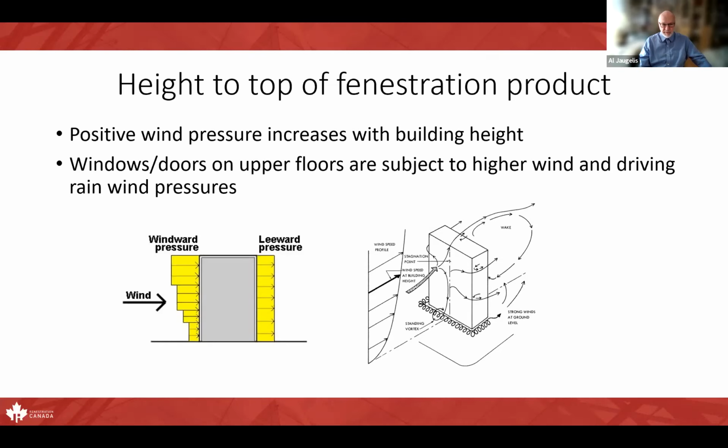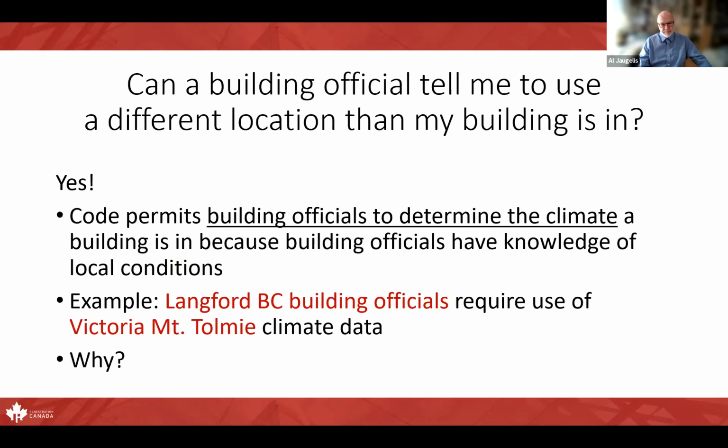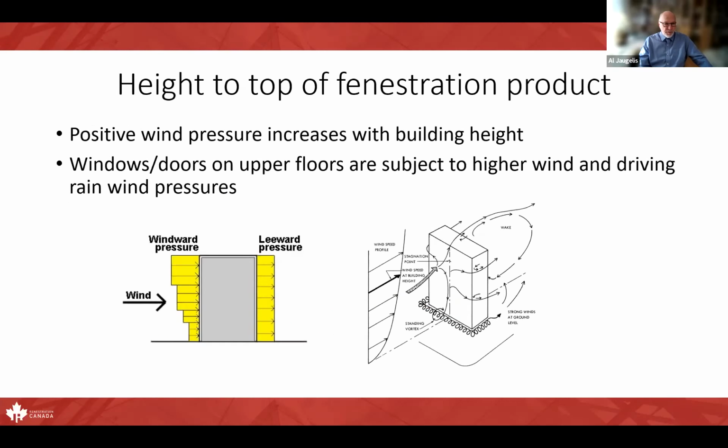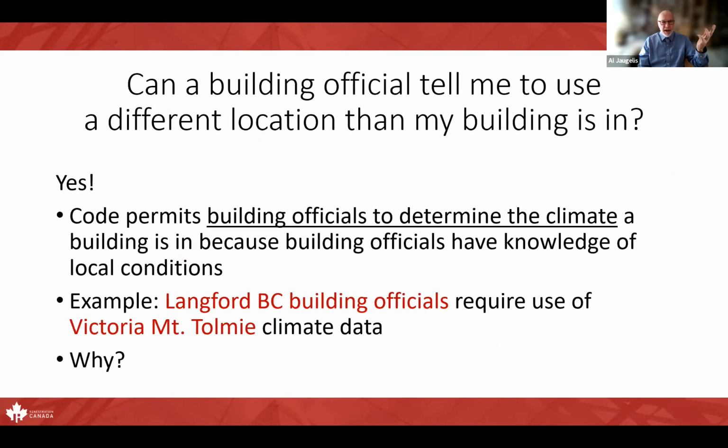And it's helpful for our members to know that you can use the calculator, those methods, for taller buildings as well, and really any building that doesn't require a wind study to determine its wind load. So these are the main parameters: rough or open terrain, height to the top of the fenestration product. But we know the calculator has all these locations. I happened to pick earlier St. John's, Newfoundland as an example. Can a building official tell me to use a different location than my building is in?